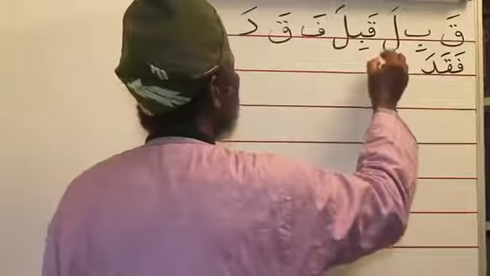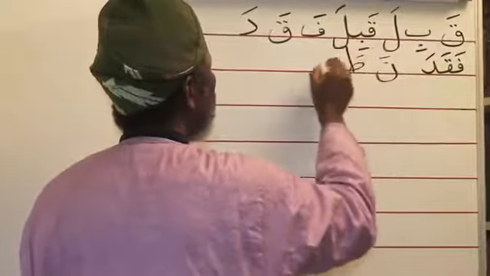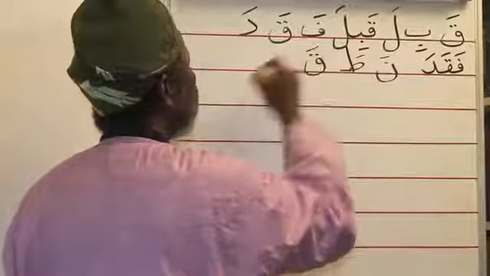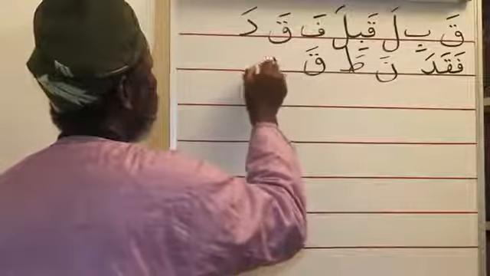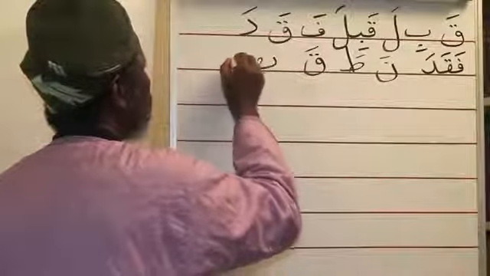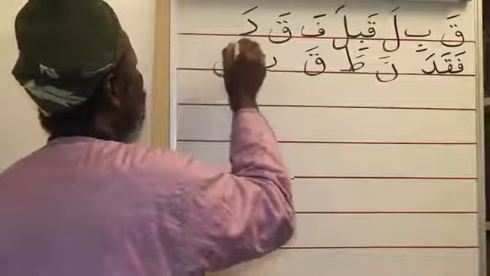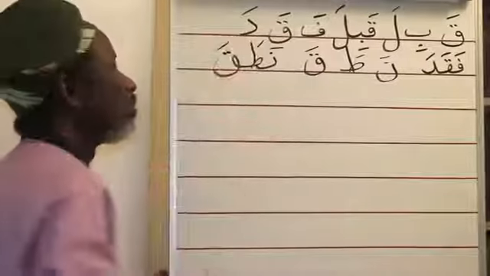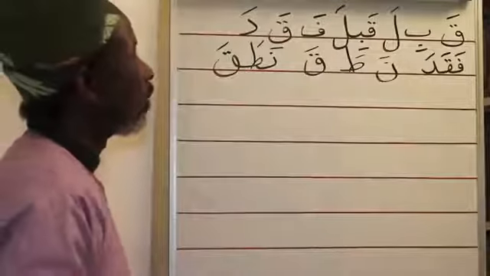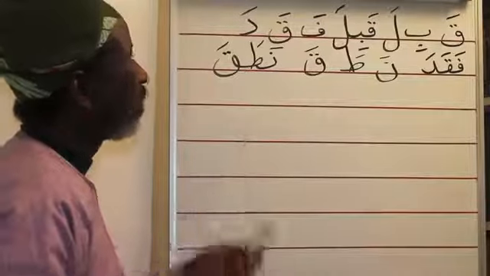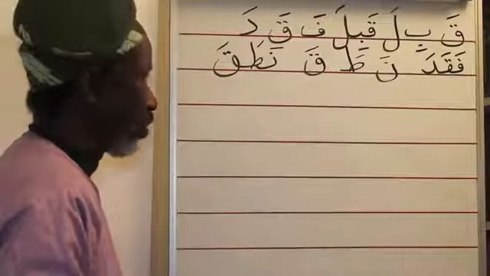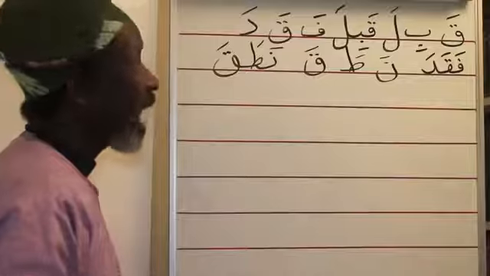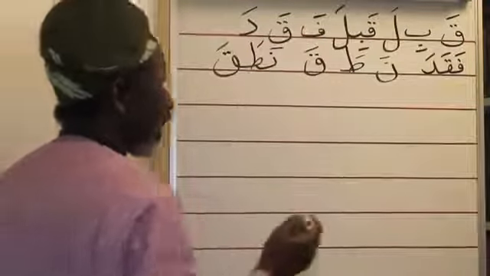Na, ta, qa. Nataqa. Joined. Na, ta, qa. Nataqa. So we've done now qaf, beginning, middle, and end. So the next is kaf. Kaf at the beginning, katama.